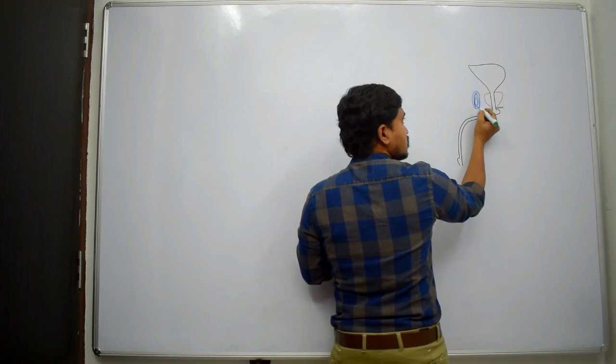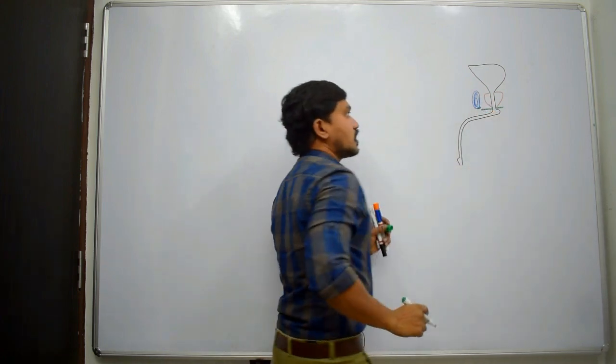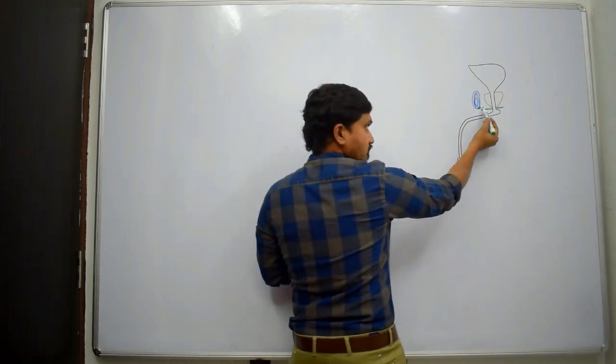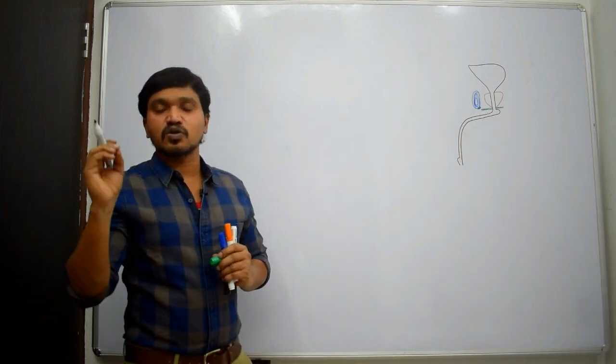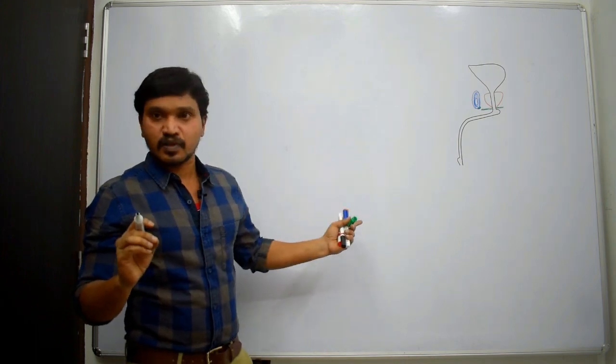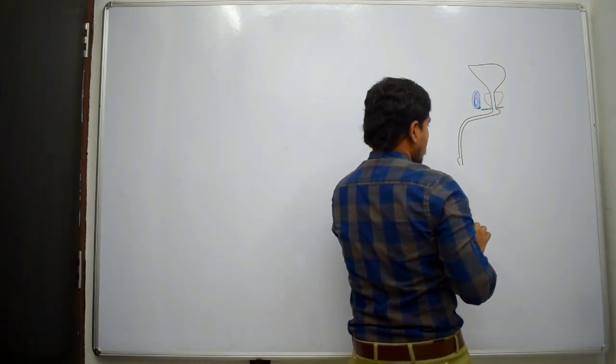Below the symphysis pubis you can find one more ligament. What is this ligament? Arcuate pubic ligament. In between these two ligaments there will be a gap. Through that gap the dorsal vein of penis and dorsal nerve of penis will be passing. You must have studied that in the perineum.